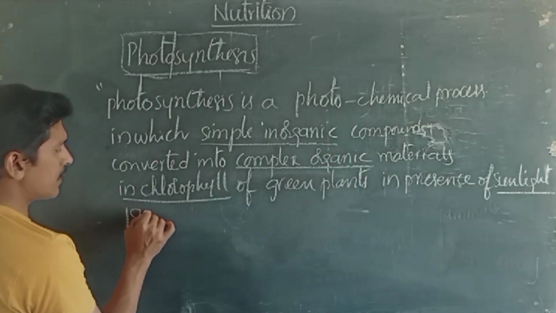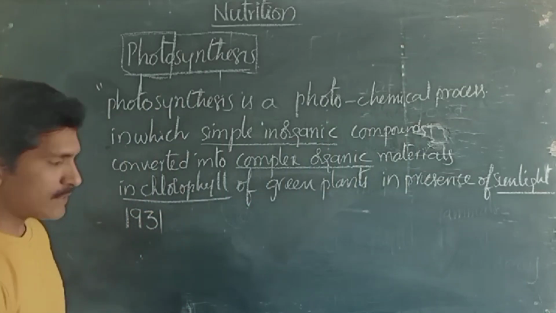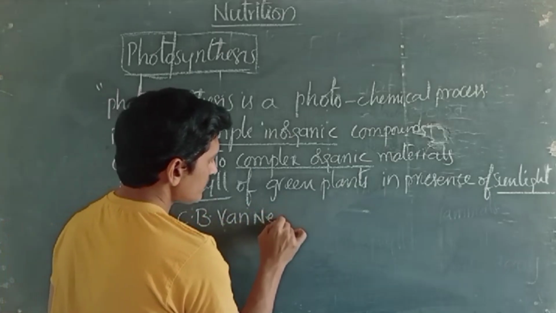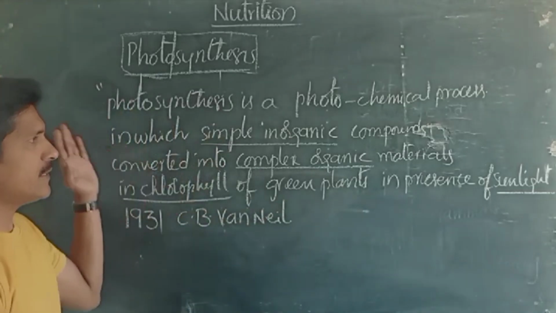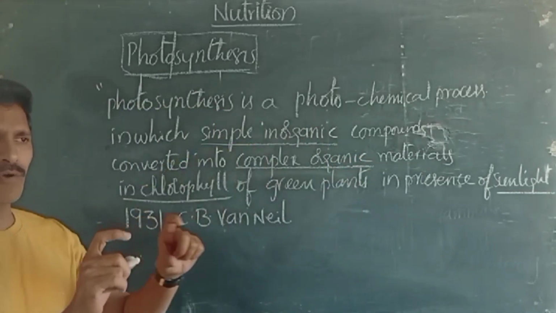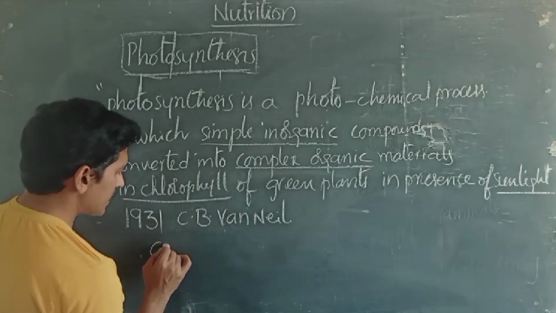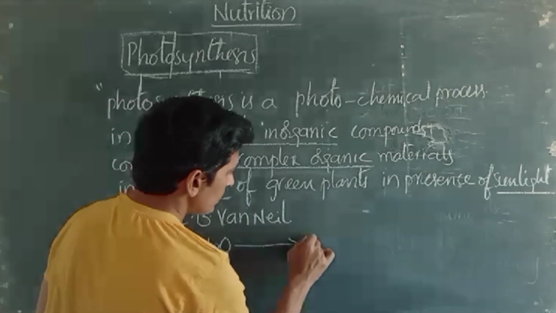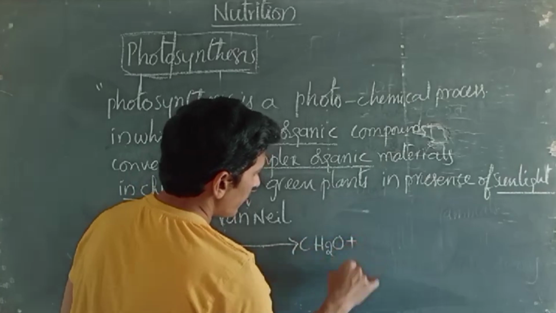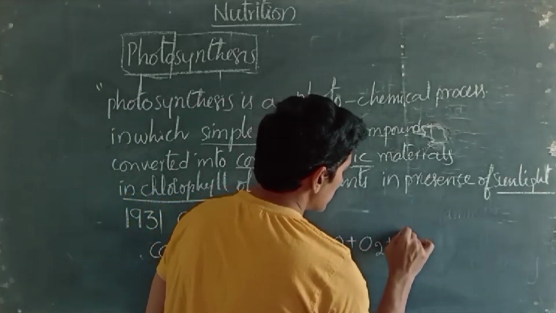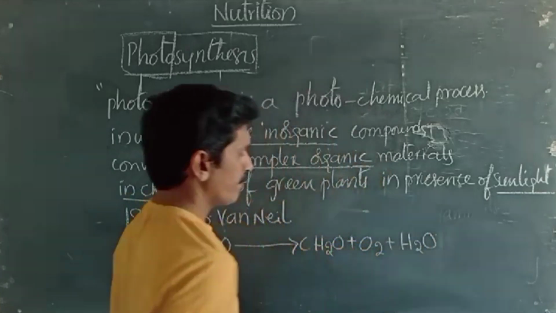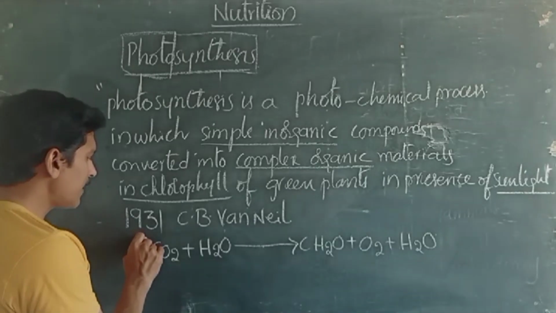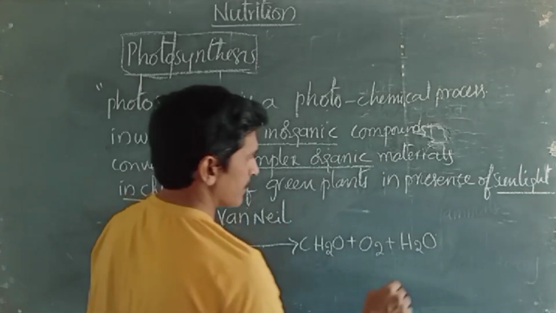Initially in 1931, Mr. C.B. Van Niel formulated the entire process of photosynthesis in an equational manner. That is CO2 plus H2O gives rise to CH2O plus O2 plus H2O. Right? This is the equation formulated by Mr. C.B. Van Niel in 1931.